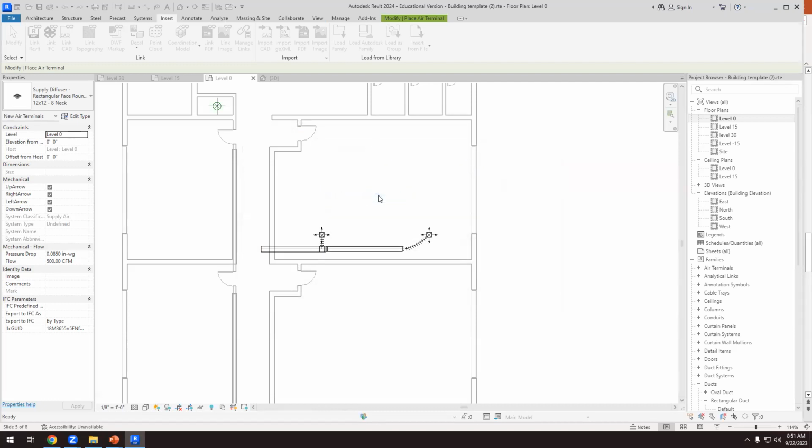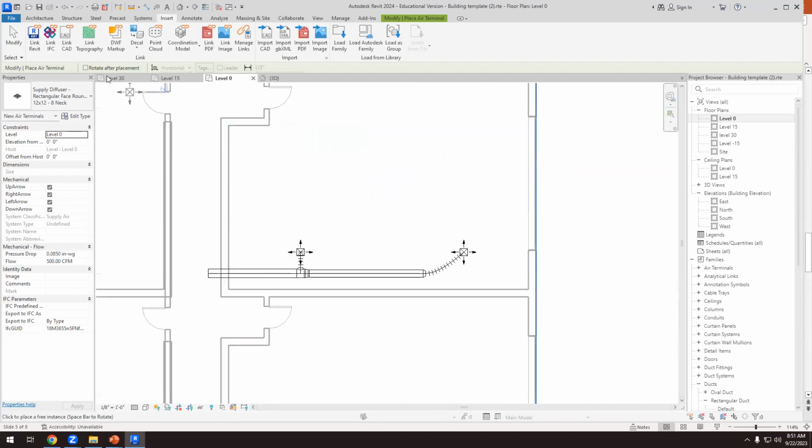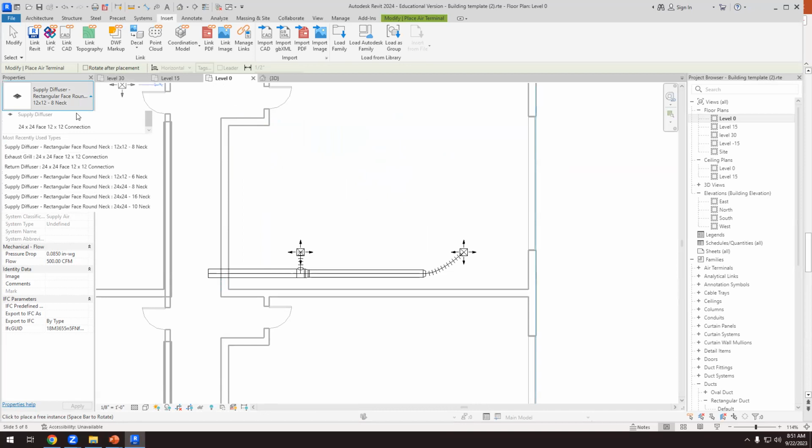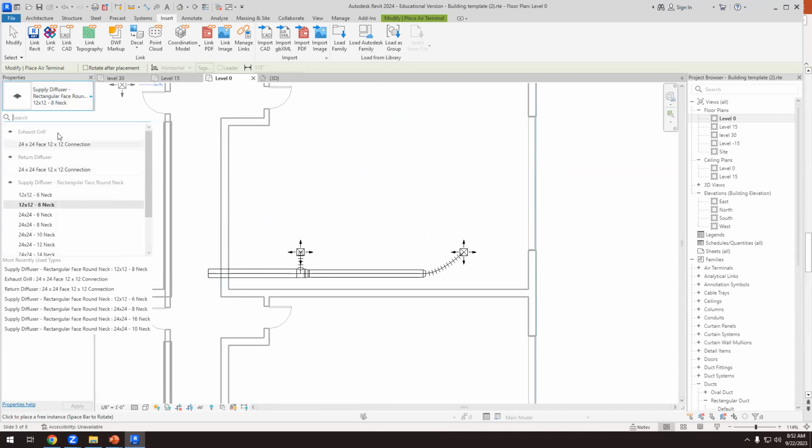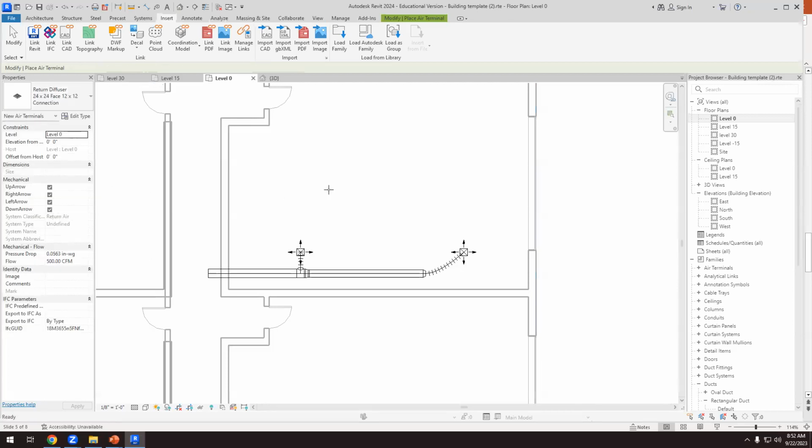Open, overwrite existing version. And let's look at the options that we have. Okay, so that's the only return diffuser that Revit has, this 24 by 24 and 12. In supply diffusers, we have more options, but that's the return diffuser that we have.